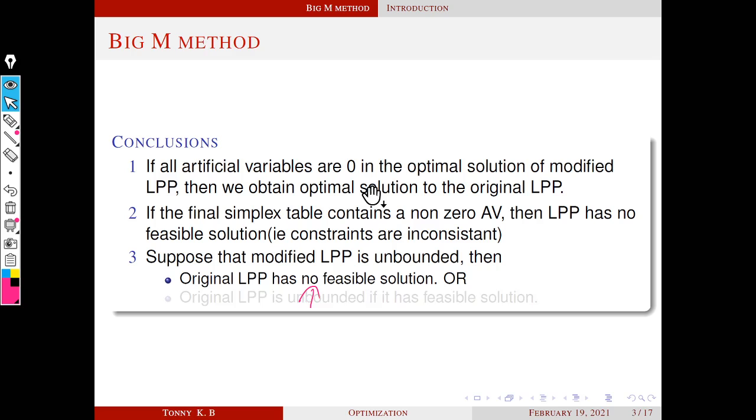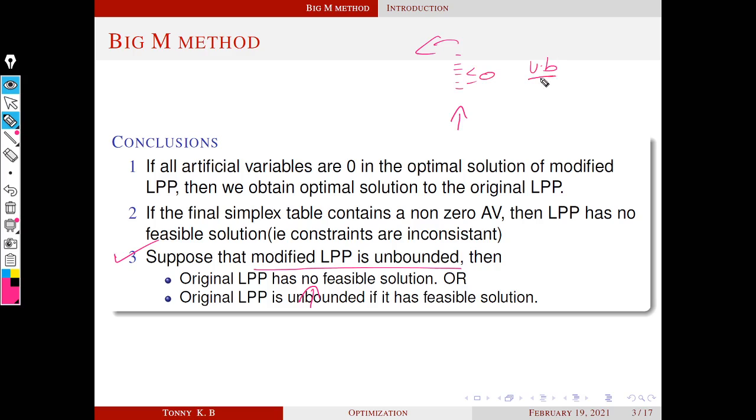That is from our simplex method. So now we reach step 3. Suppose that the modified LPP is unbounded. Unbounded means we have an entering variable, but there is no leaving variable, because all the entries in this column are less than or equal to 0. That means there is no leaving variable. That is the condition for an unbounded solution. So now the present table is an unbounded table, which means the modified LPP is unbounded.